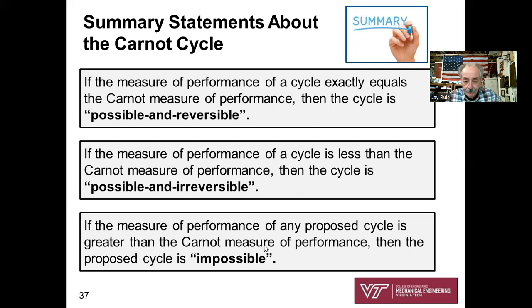Now, finally, there's going to be people that propose all kinds of good ideas to you. So it says, if the measure of performance of any proposed cycle is bigger than the Carnot measure of performance, so in other words, if a proposed power plant has a thermal efficiency greater than the Carnot cycle, then the proposed cycle is impossible. And there's no getting around it. It is flat out impossible. So no amount of wishing or hoping or positive thinking will make that proposed cycle possible.